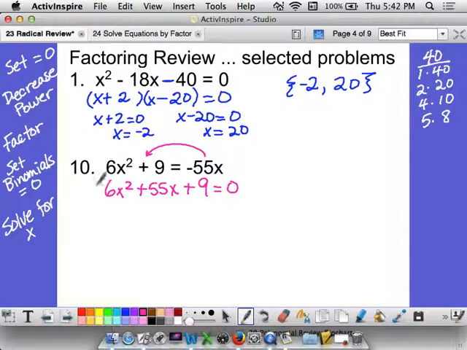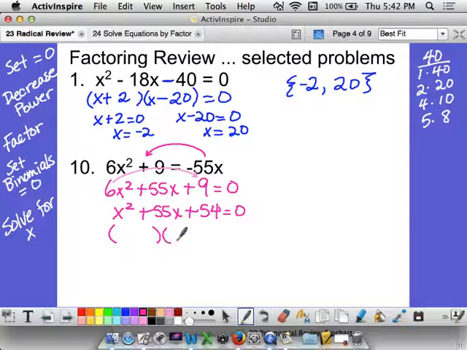Now when we factor here, we have to be careful because I have a coefficient. Remember that when we had a coefficient, we used the bottoms up method. In the method of bottoms up, the first thing you do is multiply a times c, that first number times that last number. So we have x squared plus 55x plus 9 times 6, which is 54, equals 0. Then we factor that as we did up here in number 1.